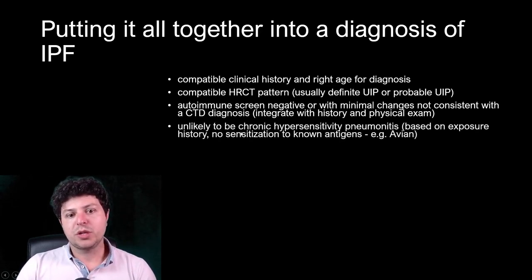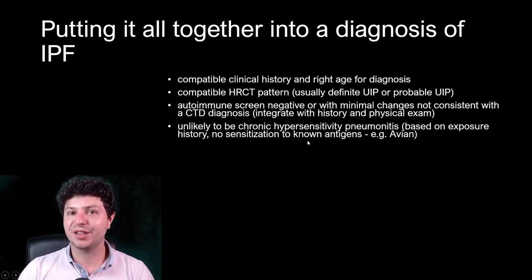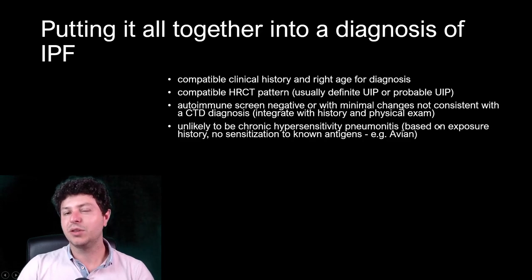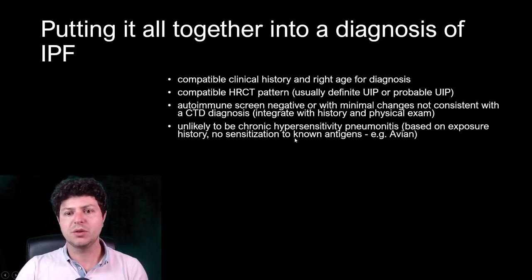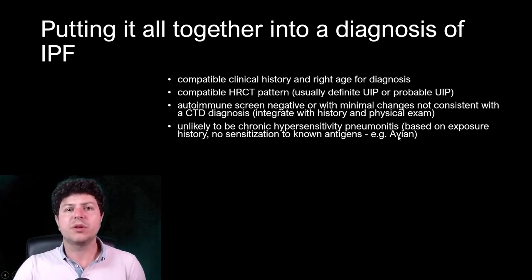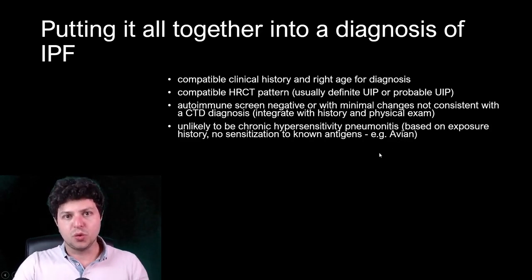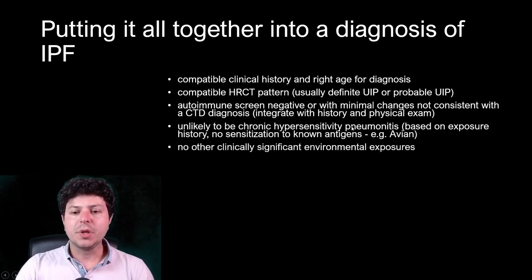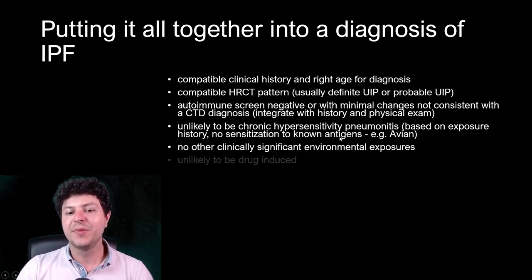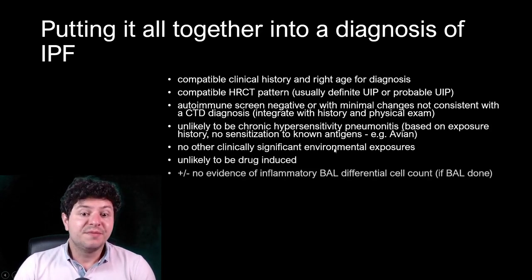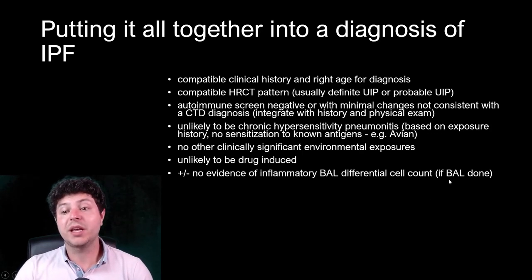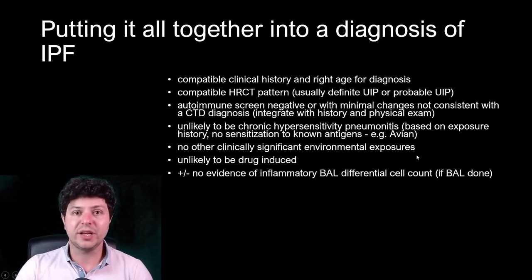You also want to make sure that chronic hypersensitivity pneumonitis, which is again a great mimicker of IPF, is not there. So, you have a good history. They have had no exposures to anything, no sensitizations, no antigens. Sometimes you can do blood tests as well for checking, for example, for bird or farmers' precipitants, things like that. That can, again, help you rule out hypersensitivity pneumonitis. You have no other clinically significant environmental exposures, no asbestos notably, no offending drugs, no evidence of inflammatory BAL differential cell count, like I've discussed before, if you have done a BAL.